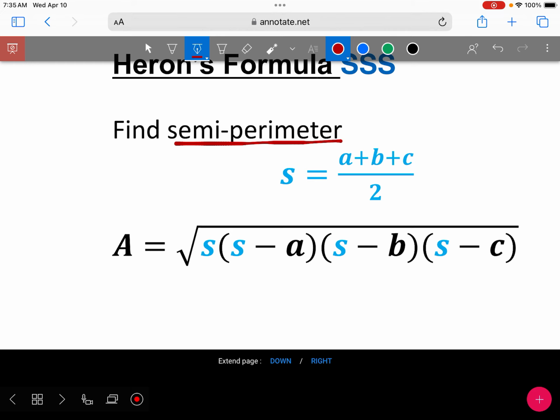So that first one was to find the semi-perimeter? Yes, which just means half of the perimeter. I should probably write that. We don't use the full perimeter. Semi means half. So we need to know half of the perimeter.